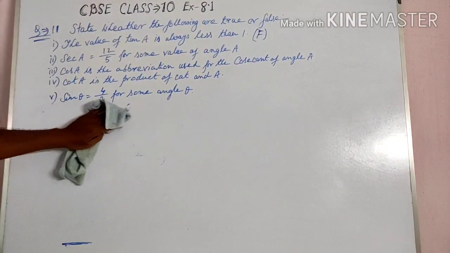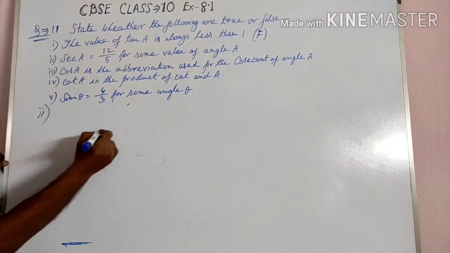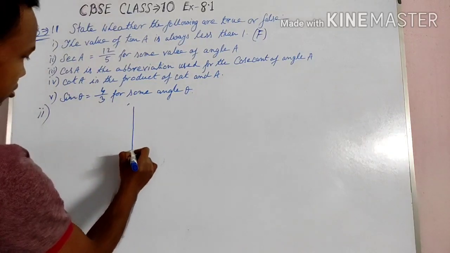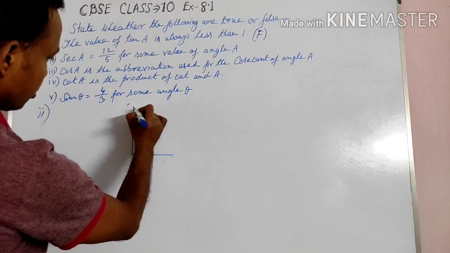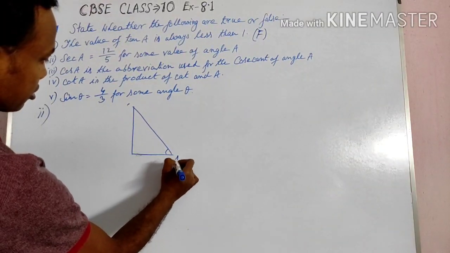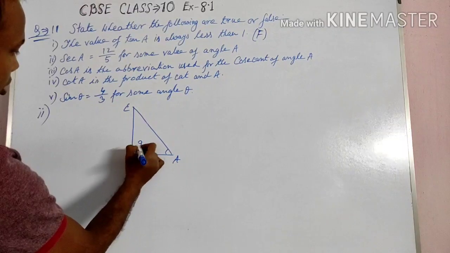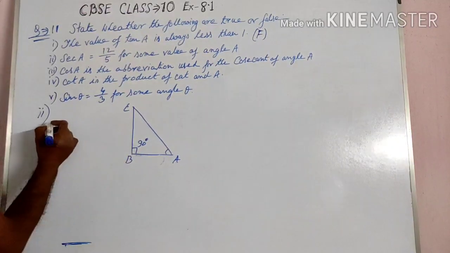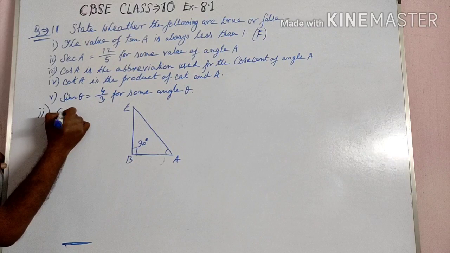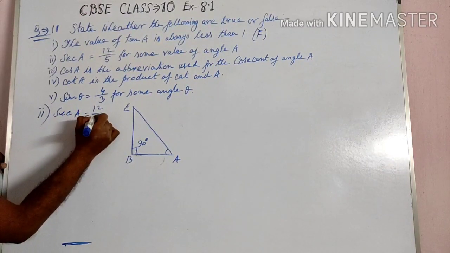And the second question, question number 2, sec A. Draw a right angle triangle. Suppose this is A, this is B, this is C. So angle B is 90 degrees. Sec A, we know that sec A is equal to 12 by 5.